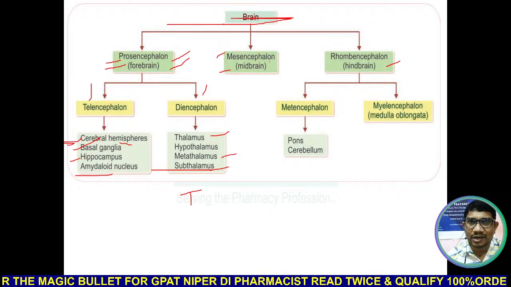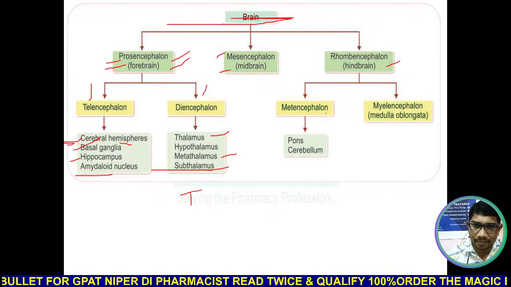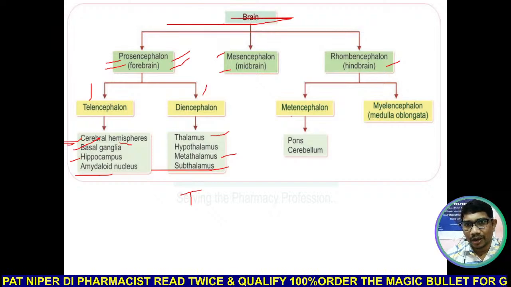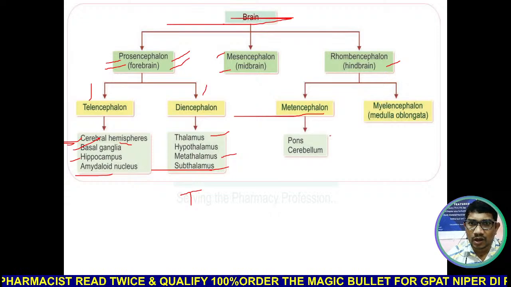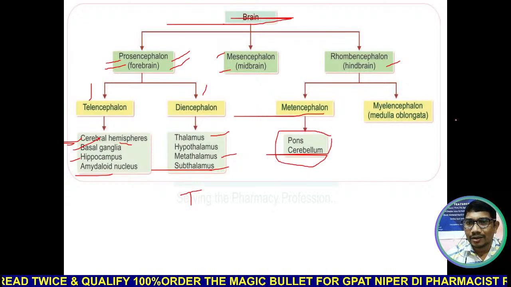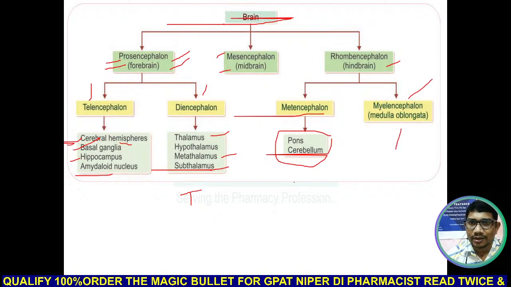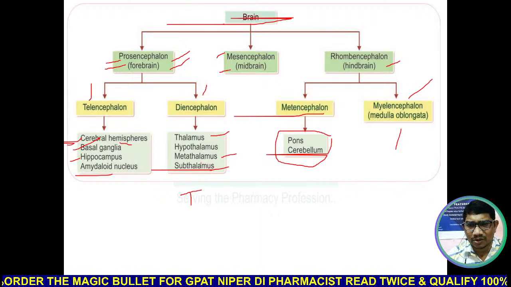Then midbrain, that is known as a mesencephalon, and rhombencephalon is known as a hindbrain. Hindbrain में दो टाइप आता है. Metencephalon, in that you have pons and cerebellum, and in the myelencephalon you have medulla oblongata. So these are the parts of brain, right? Individually we will see the functions and all that, don't worry.